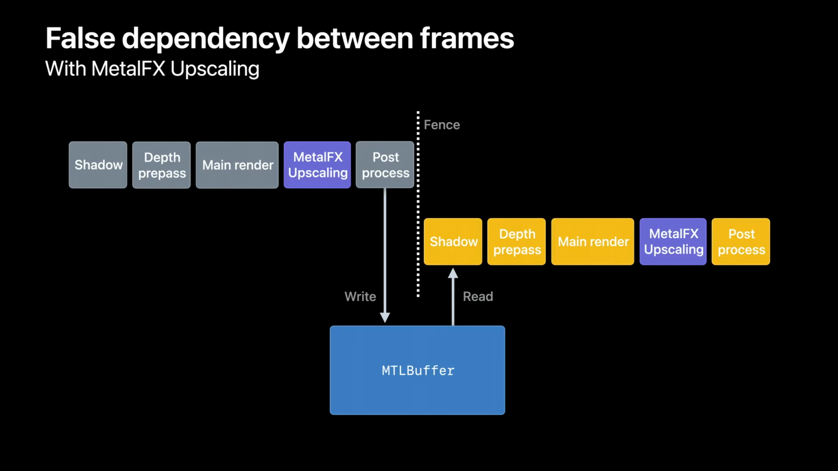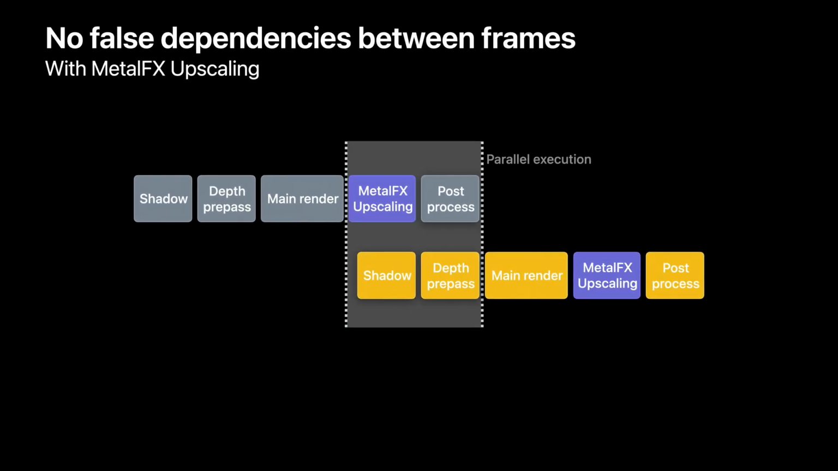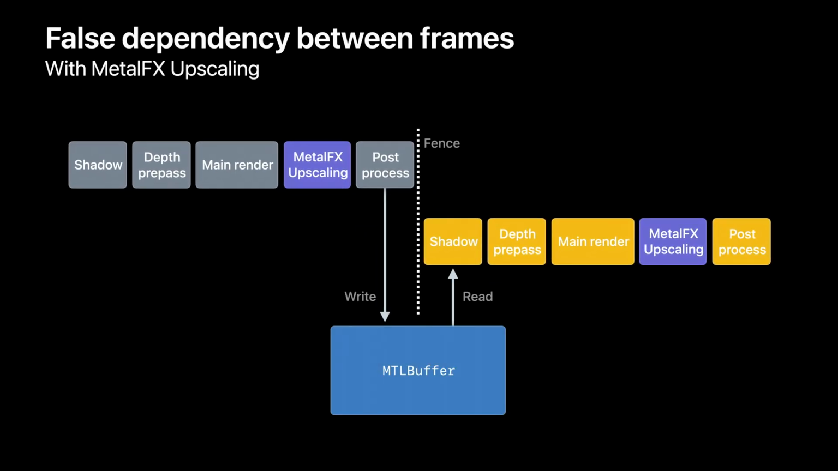False dependencies between frames can negatively affect performance of MetalFX upscaling. Notice that if there is no false dependency between frames, the next frame's shadow pass could have overlapped with previous frame's MetalFX upscaling. However, because of the false dependency between frames, the performance loss now also includes the time it takes for MetalFX upscaling to finish its process. Ideally, you should ensure that there are no false dependencies between frames to allow overlapping of workloads between different frames, ensuring the most optimal performance when using MetalFX upscaling.